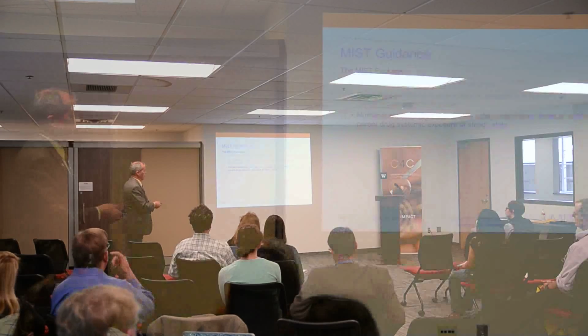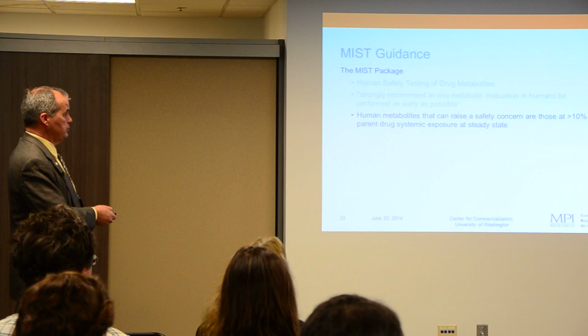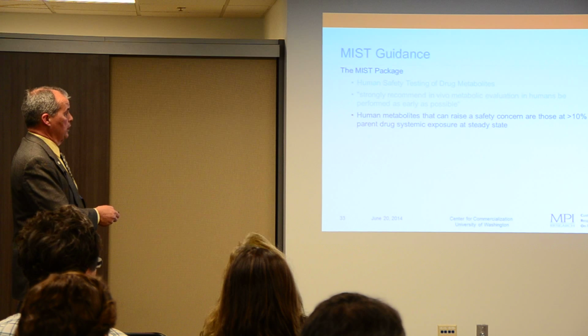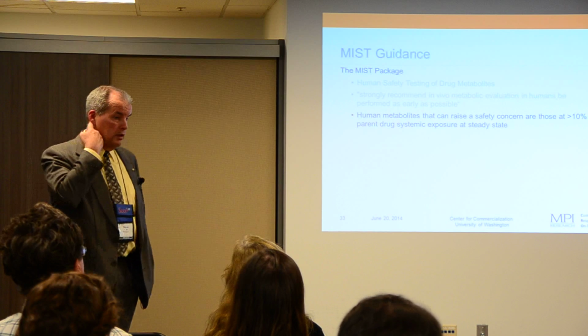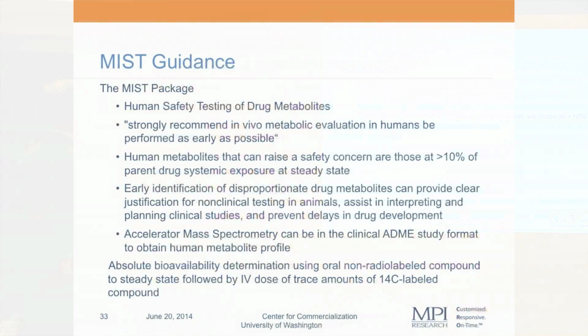But this is where they're focusing on human metabolites raising safety concerns. And it's at a threshold of greater than 10% of the parent drug systemic exposure. So if your metabolite is 10% or higher than that of the parent material in the bloodstream, you've got to address this. And then there's some additional things here that I'll just flash through so we can get to some of the other slides. Now this is phase 0.